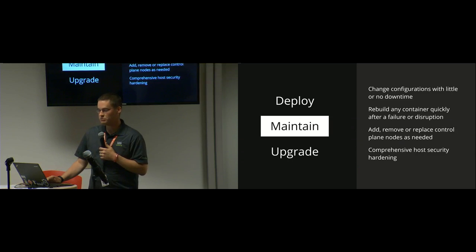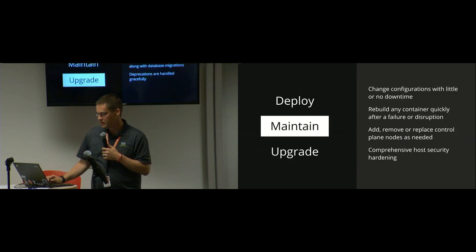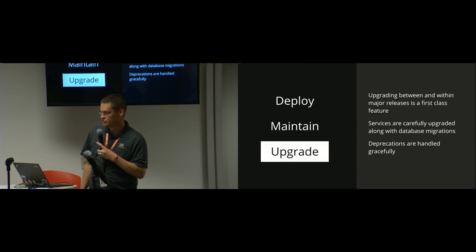And then you can add, remove, or replace these control plane nodes as you need to. So if you get faster machines and you want to move certain workloads around, you certainly can. And then also there's host security hardening, which I'll get into in a second. And then finally, upgrading, as we talked about, is usually the scariest part of OpenStack. It's a first-class feature with OpenStack-Ansible. So this is like feature number 1 when a new release comes out. We carefully upgrade everything and handle the database migrations well. And then, of course, as we talked about before, any deprecations or changes in variables are handled as gracefully as possible.